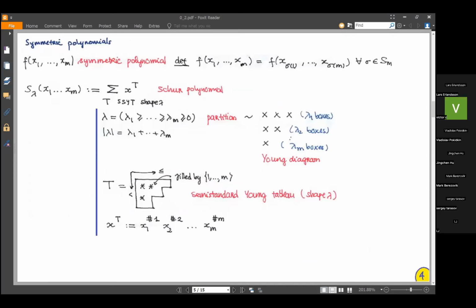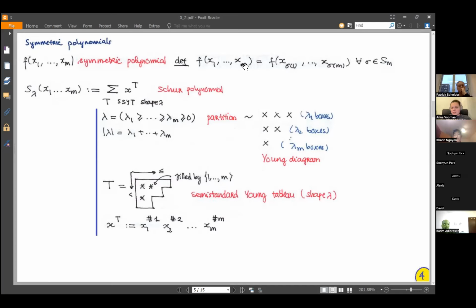Now I will talk about symmetric polynomials. So we say that a polynomial F of m variables x1 to xm is symmetric if when I apply any permutation sigma of m elements on the indices of the variables x1 to xm, then the function F of x1 to xm does not change.